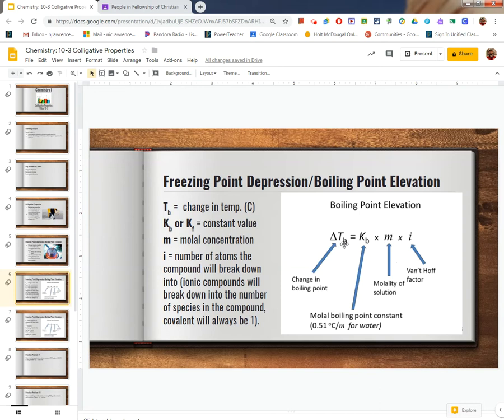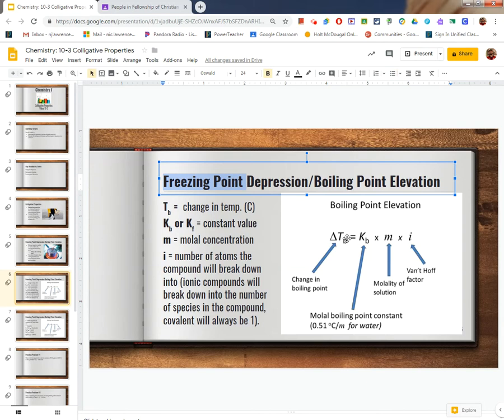You'll notice that these little b's are here because this is the equation we're going to use specifically for boiling point elevation. If I change those little b's to an f, that's when we're talking about freezing point. So this could be a b, it could be an f. The b just refers to boiling point, the f refers to freezing point, but it's really the same thing. Change in temperature equals the constant times the molal concentration times this i number.